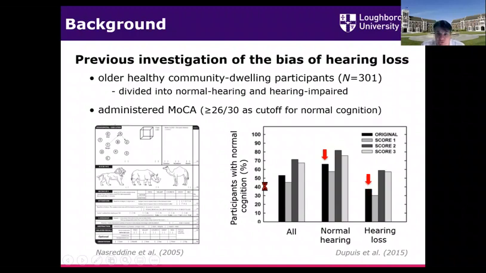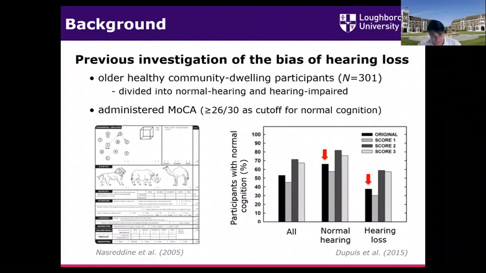So the authors of this study took this as evidence that hearing loss has an impact on cognitive performance. Unfortunately, there are some limitations to the conclusions that can be drawn from the study due to the use of older normal hearing and older hearing impaired participants. And I will now explain a little bit more why that is.